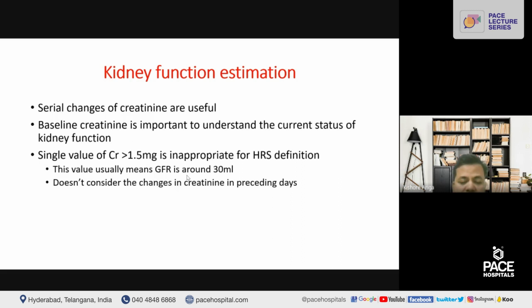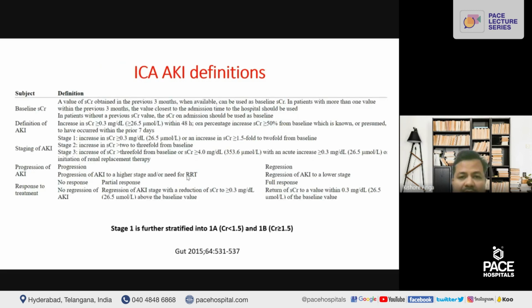So this will prevent us from interfering in the early stages of managing these patients. Coming to the newer AKI definition of the International Club of Ascites, this was published in 2015. According to this definition, baseline creatinine is any creatinine obtained in the previous month when available, and if more than one value is present, whichever value is closest to the hospital admission should be used.